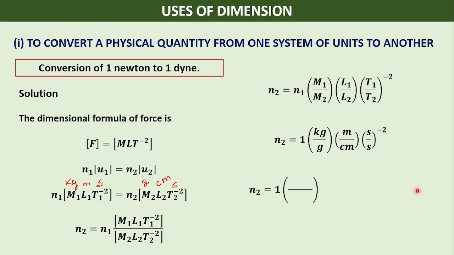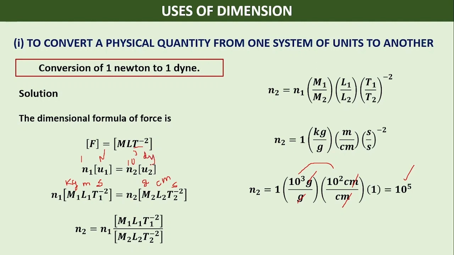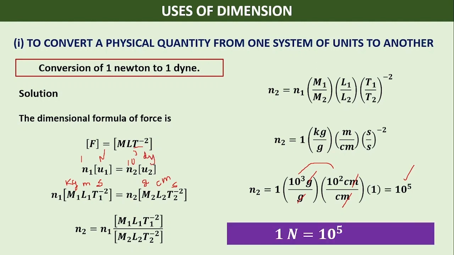So kilogram becomes 10^3 gram. Meter becomes 10^2 centimeter. Now we are going to cancel the gram, centimeter, centimeter. So 10^3 multiplied by 10^2, you get 10^5. So n2 is 10^5. So coming here, n1 is 1, unit is Newton. Then n2, we found that n2 is 10^5 dyne. So 1 Newton equals 10^5 dyne.